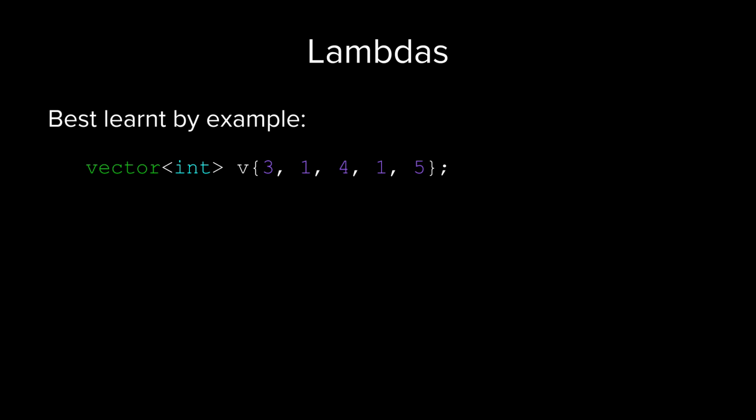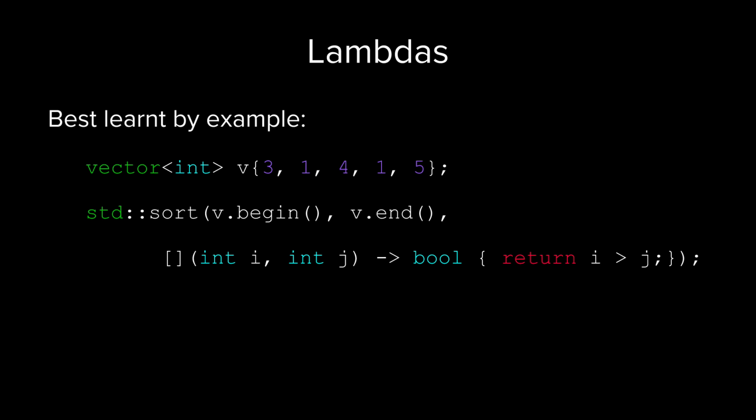Another example is if you want to use the sort algorithm. The standard sort algorithm takes an iterator range, so you're saying sort the range v.begin to v.end, and then use this comparison function. You can pass it a comparison function that, given two ints, says to sort them based on whether i is greater than j. The first one is sort them in reverse order, basically.